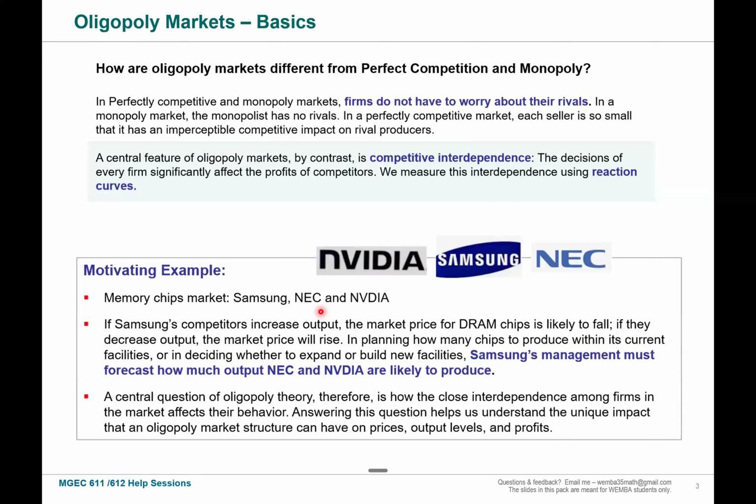So, simple example, if you are running Samsung's chip division, you cannot just wake up one day and say, hey, I want to double the production because you feel like it. If you build a massive new factory and flood the pipeline, but NEC and NVIDIA do the exact same thing, the global supply explodes. Okay, and chip prices crash. So even if you're the Samsung VP, you've got to anticipate what NVIDIA and NEC are going to do in response to your action. And that interdependence is really the hallmark of oligopoly models.